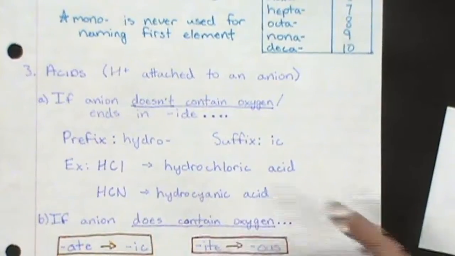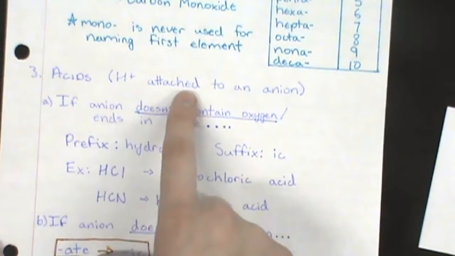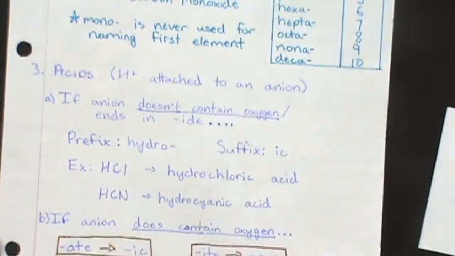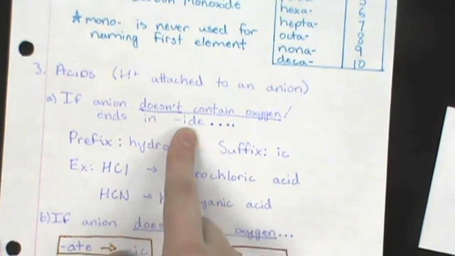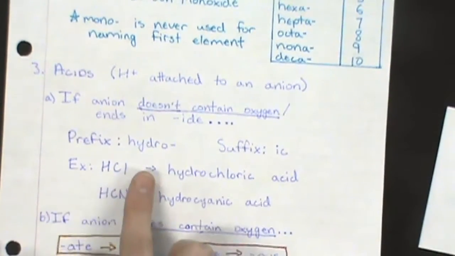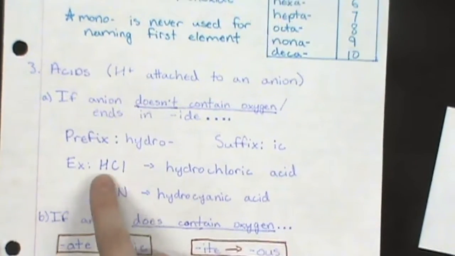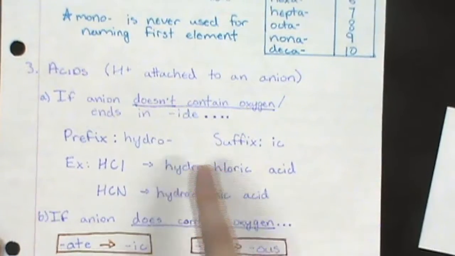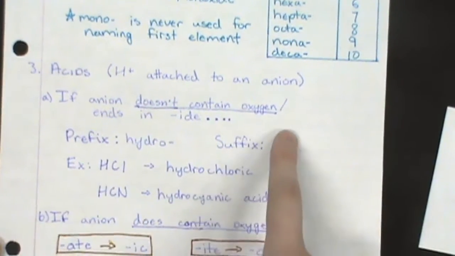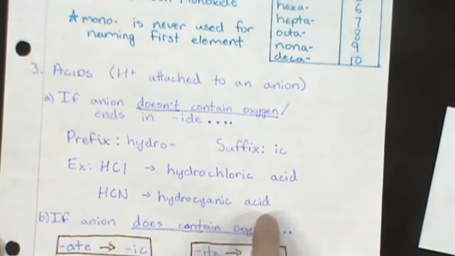All right, the third type is acids. And acids, if you don't already know, are an H+ ion attached to an anion. So, if the anion doesn't contain oxygen, it just ends in "ide." And the hydrogen is hydro, with a prefix of hydro and a suffix of "ic." So HCl is hydrochloric acid. And HCN is hydrocyanic acid.